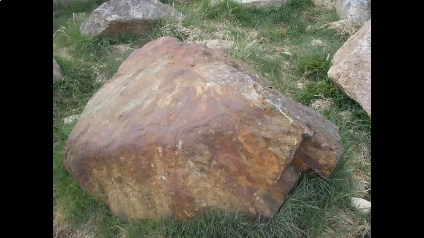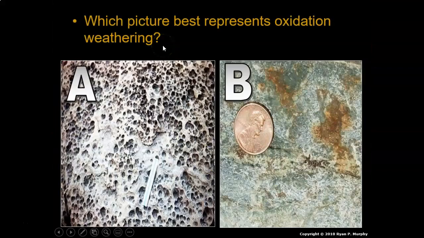Here's another example of a rock that has rust on it. And here's another one, not too clear, but you can still see kind of the outline of some rust here around the edges. All right, quiz.